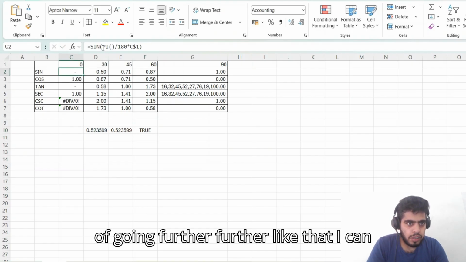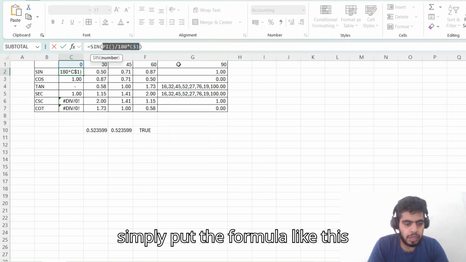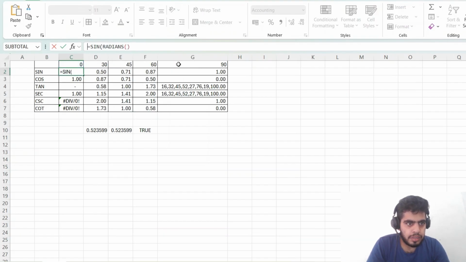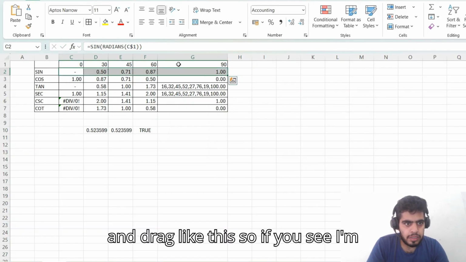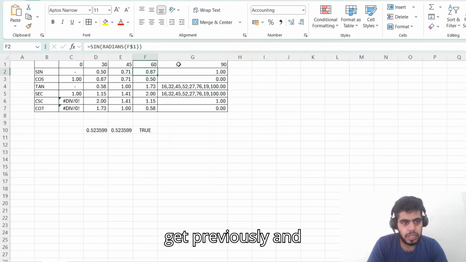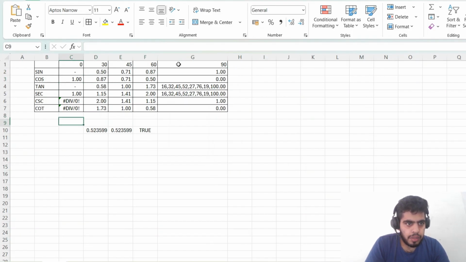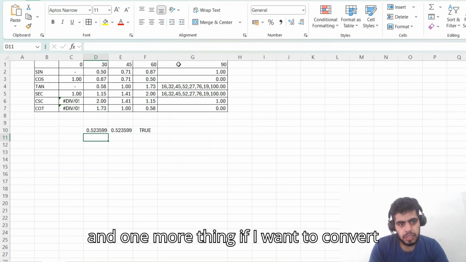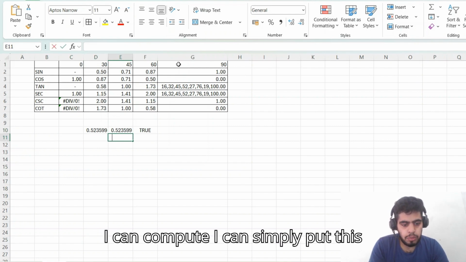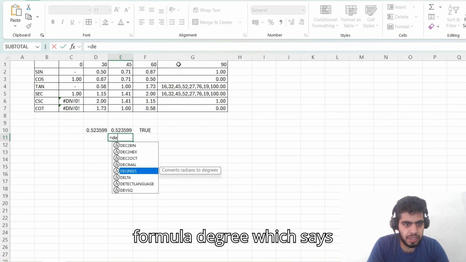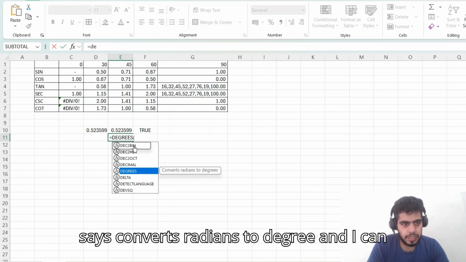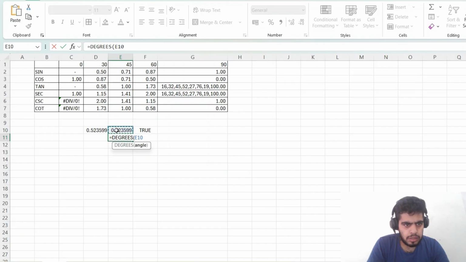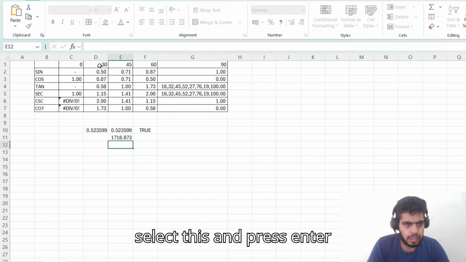So instead of going further like that, I can simply put the formula like this: radians and this. I can freeze this value and drag like this. So if you see, I'm getting the same value that I was able to get previously. And one more thing, if I want to convert the radian value to the degree value, how can I compute? I can simply put this formula degrees, which says converts radians to degrees, and I can simply select this and press enter.